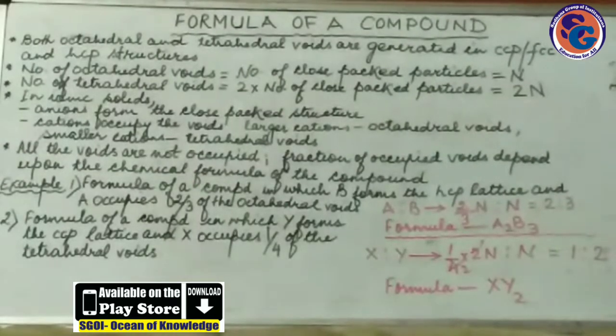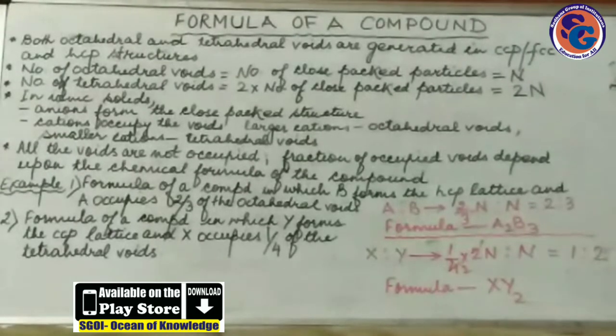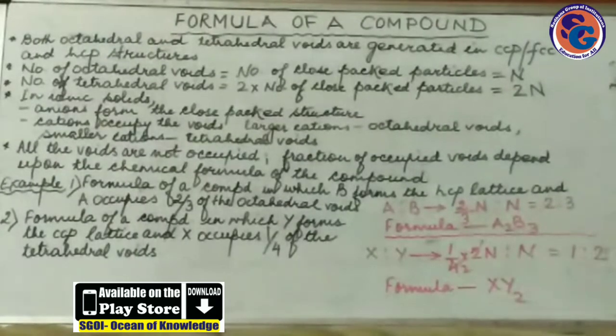Since only 2/3 of the octahedral voids are occupied, we can write A is to B. A, which occupies 2/3 of the octahedral voids, we can write as 2/3n, and B can be written as n because it is the number of close packed particles, which are represented by n. So, in order to generate the formula, we can write A is to B is equal to 2/3n is to n, which gives the value of A is to B as 2 is to 3. Hence, the chemical formula of the compound will be A2B3.